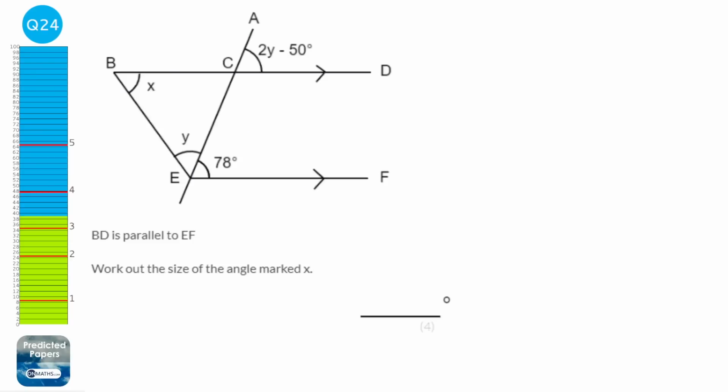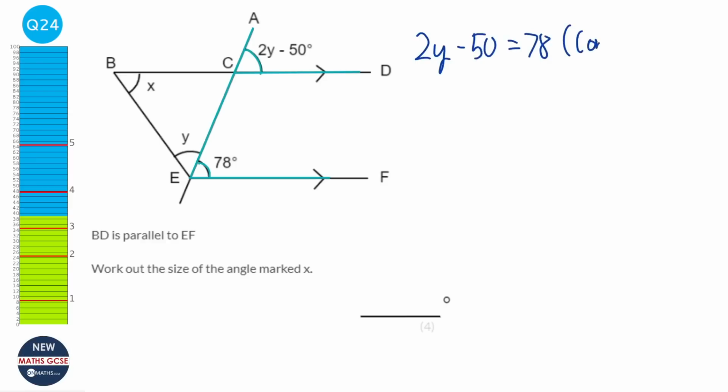To find out what the value of x is, we first of all have to find out what the value of y is. And we can notice that we've got two sets of parallel lines here, and a line going through them. And we've got these F angles, which we call corresponding angles. So we know that 2y minus 50 is equal to 78, and we must write down the reason. So corresponding angles, and corresponding angles are equal.